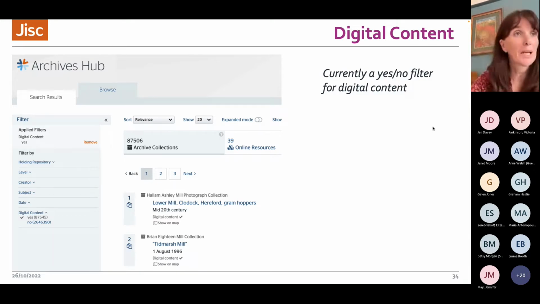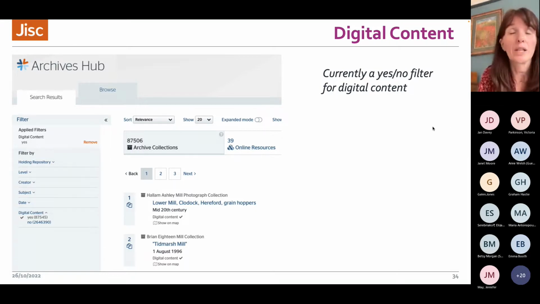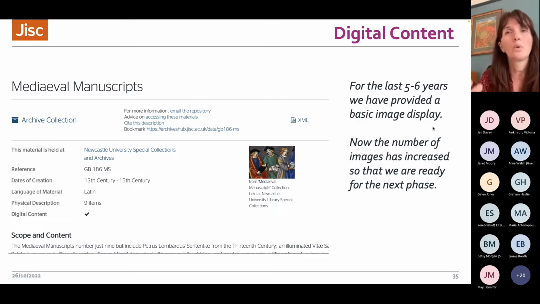Currently we have 87,545 images, so we're doing okay. On the current website, all we have is digital content. Yes, I only want to see digital content. No, I don't. That's it. That's the indication that there's digital content, if you like. So it's still not particularly at the forefront. So you say, yes, I want to see digital content. You come to a description as here, and you see the image, and you can click and enlarge the image, but it's still very basic. It's just an image and you can enlarge it.